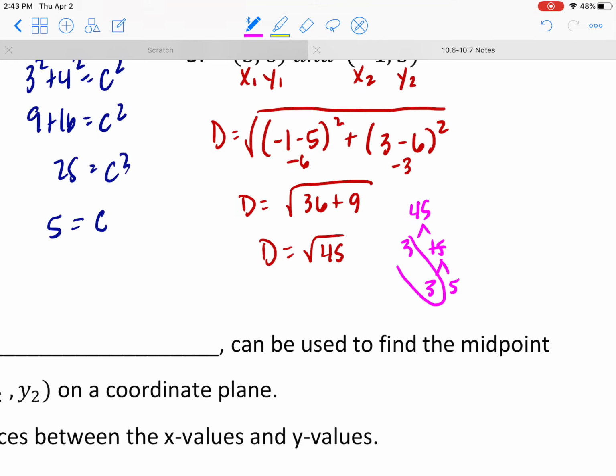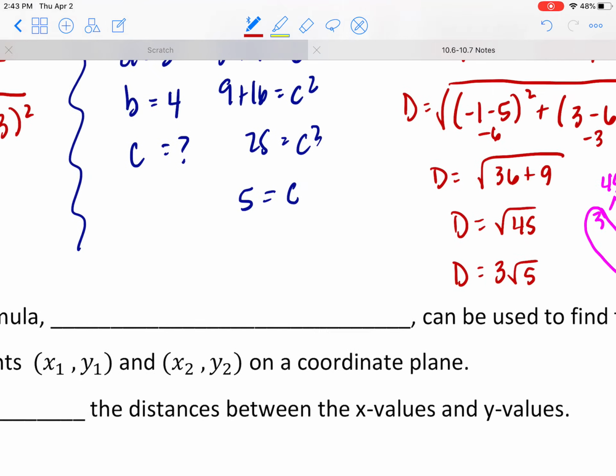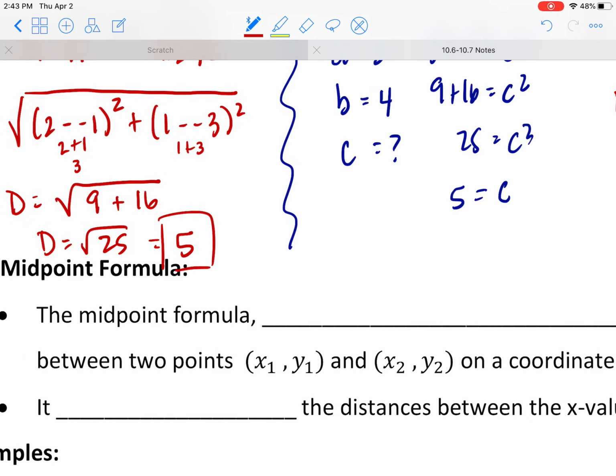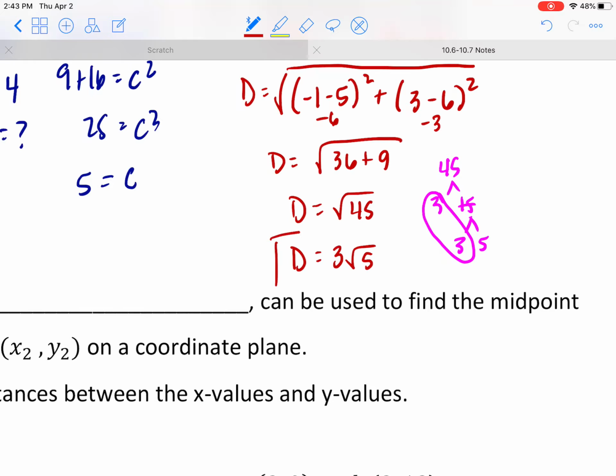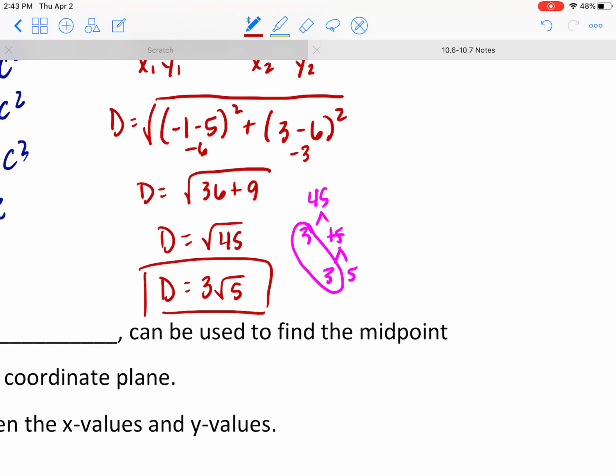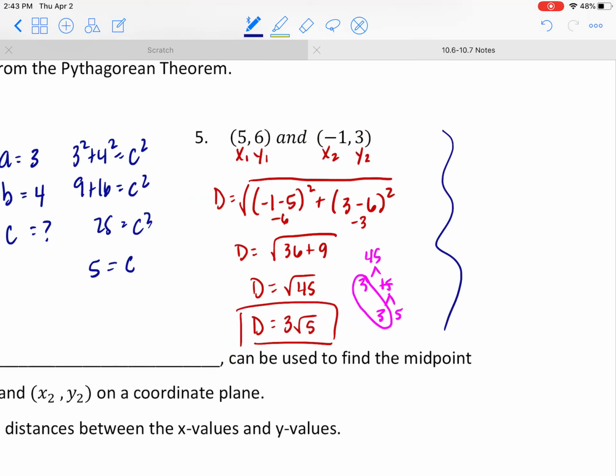Now the square root of 45 is not exact, but that one can be simplified. 45 is 3 times 15, which is 3 times 5, so 5 can come out. So we're going to say this distance is exactly 3 radical 5. 3 radical 5. I don't know why I boxed that one in and not the other, but there it is, 3 radical 5.